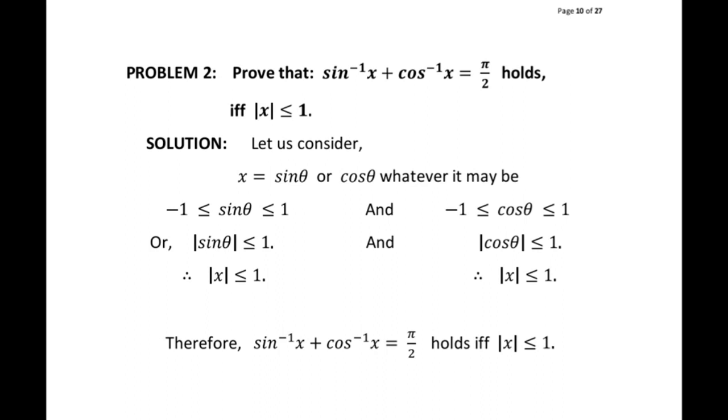Accordingly, we get mod sin theta less than or equal to 1, and we can write mod x less than or equal to 1. So in the right hand side also, mod of cos theta is less than or equal to 1, and hence we get mod of x less than or equal to 1. Since we take x equals sin theta or cos theta, whatever it may be, theta can be replaced by sin inverse x or cos inverse x. Therefore, sin inverse x plus cos inverse x equals pi by 2 holds if and only if mod of x is less than or equal to 1.